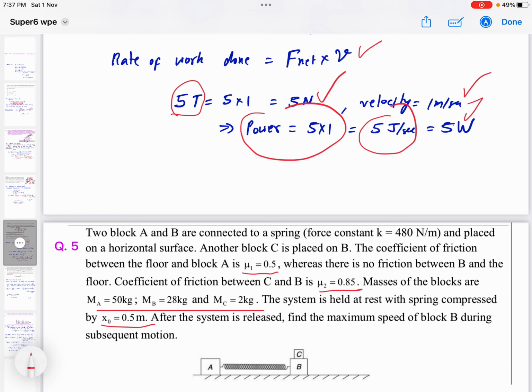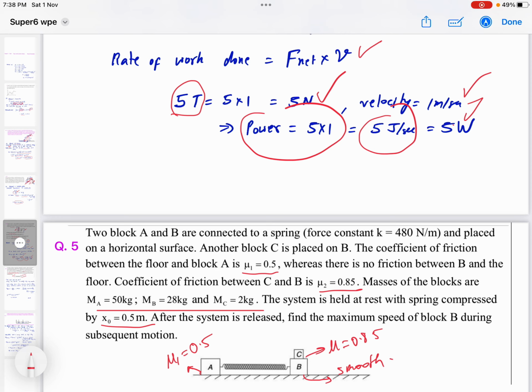First of all, what they are saying: between A and the ground, the coefficient of friction is given, mu1 equal to 0.5. Between B and C also the coefficient of friction is 0.85, that is given, and between block B and the ground the surface is smooth, so no friction here.